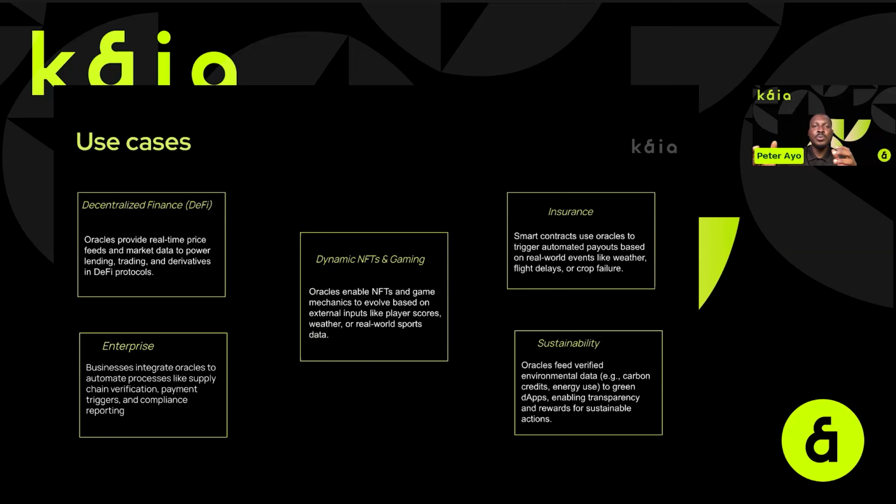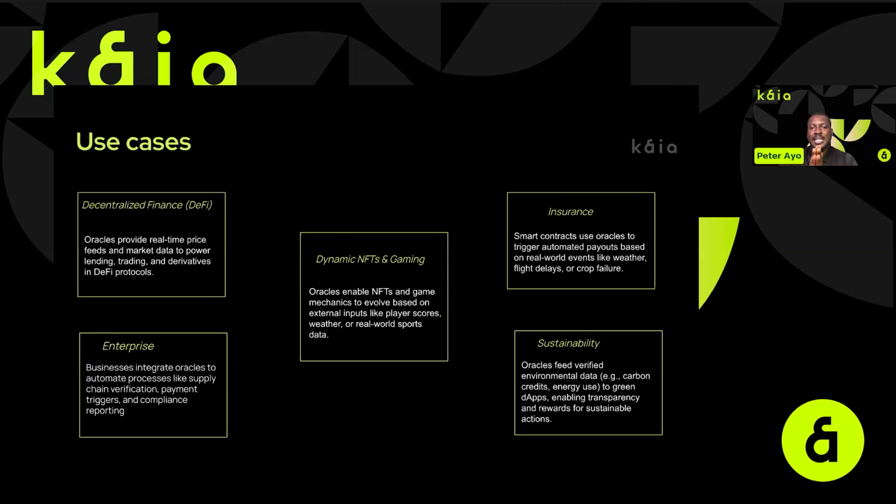So the way oracles help decentralized finance is that they provide real-time price feeds and market data to power your lending protocol, your trading app, or your derivative protocol. Because all of these apps are dependent on assets, they need a way to fetch the real-time price of these various assets. So oracles basically help these various niches, especially in decentralized finance, to get access to the real-time price of the various assets. I hope that makes sense.